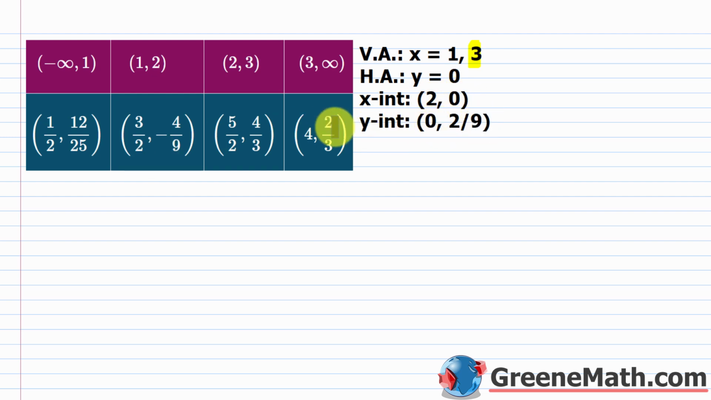Again, splitting up the number line into intervals, you have anything less than 1, anything between 1 and 2, between 2 and 3, and then anything greater than 3. These are just things that I picked out. Again, if you're working with decimals, don't worry if you get something that's nasty, just round it and move on. So I have 1/2 comma 12 over 25. I have 3/2 comma negative 4/9. I have 5/2 comma 4/3, and then 4 comma 2/3.